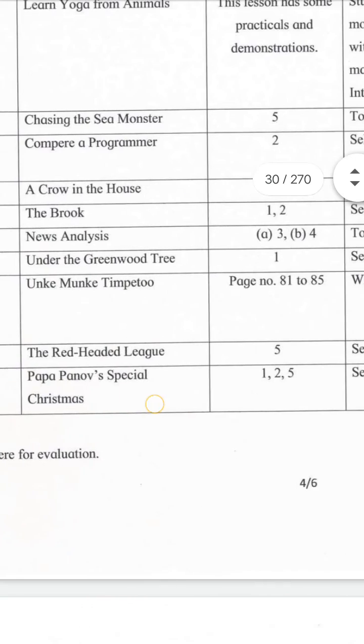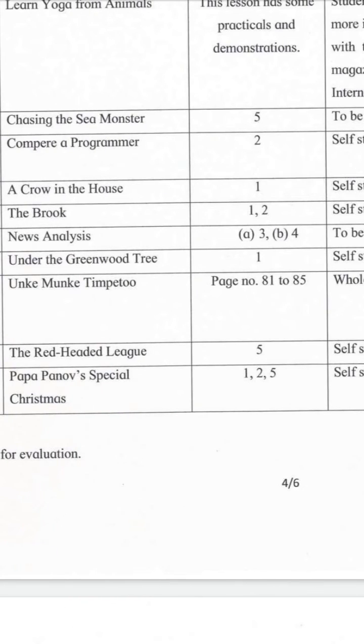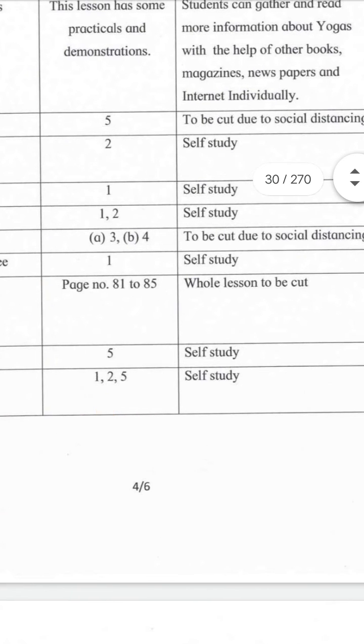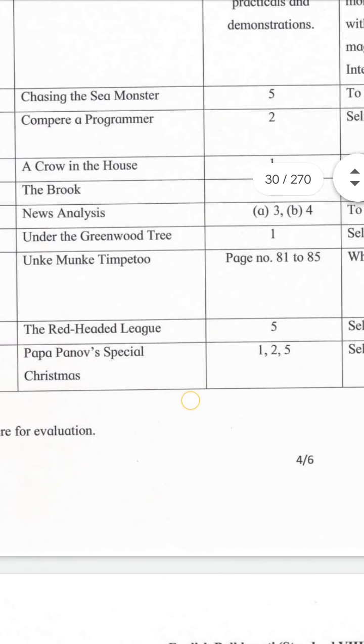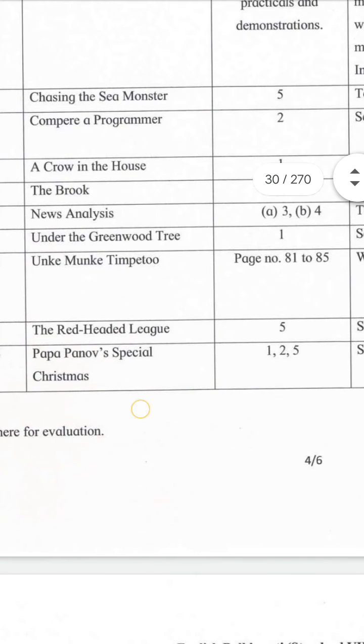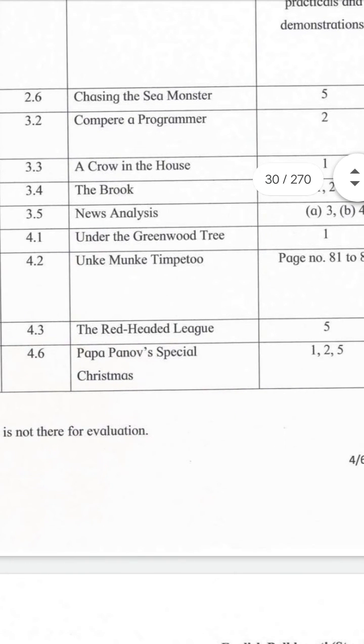2.6, Chasing the Sea Monster, question number 5 is to be cut due to social distancing. Question number 5 requires group study and group activity, and so it is omitted.